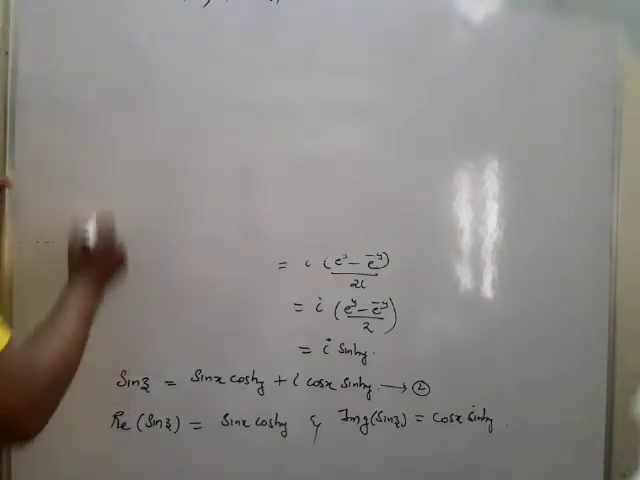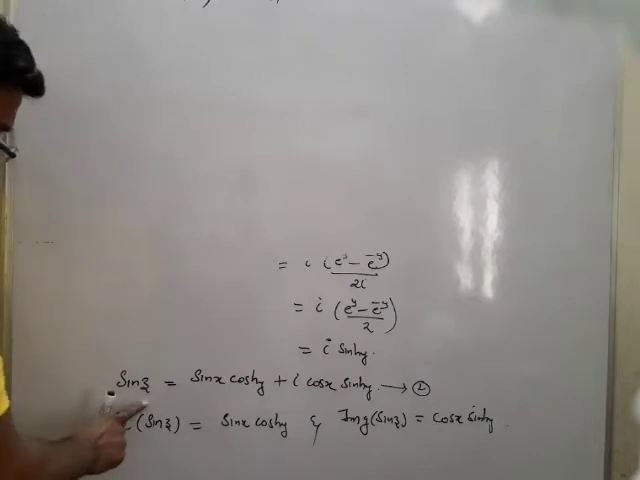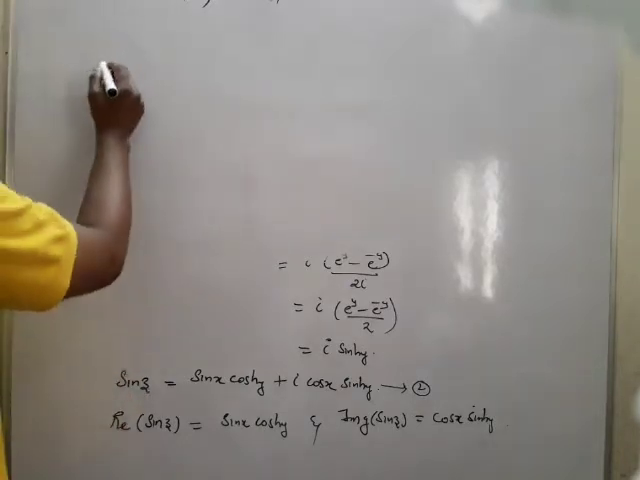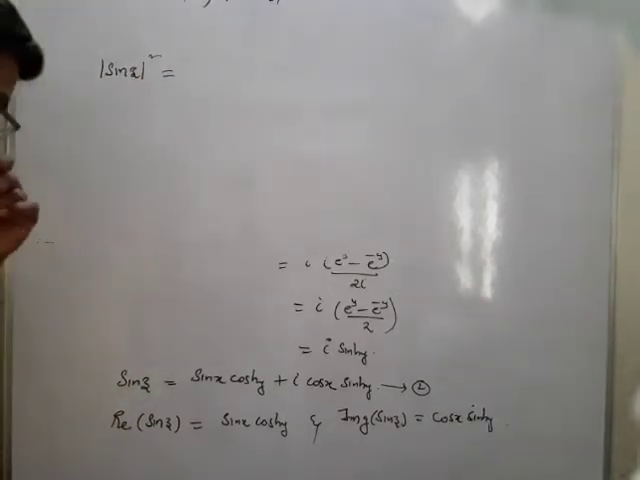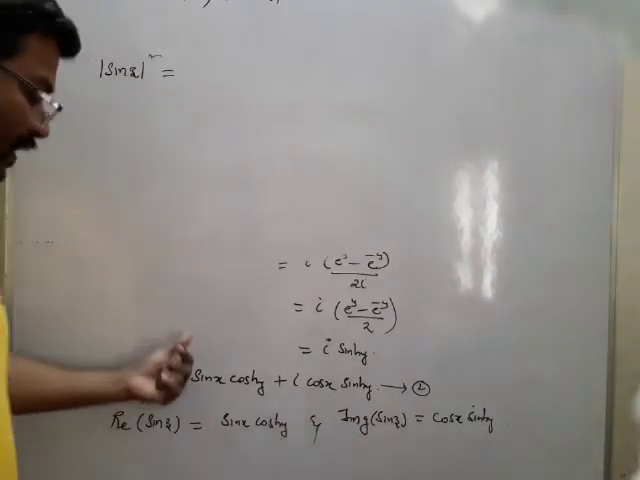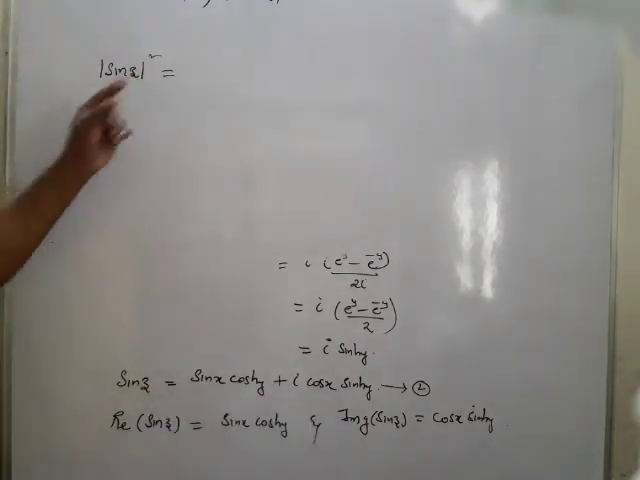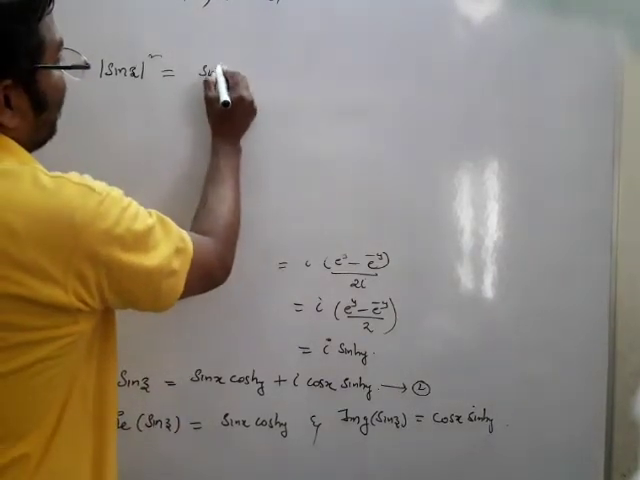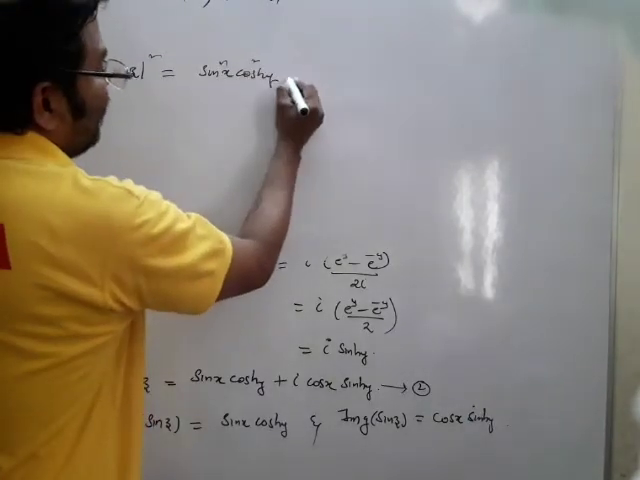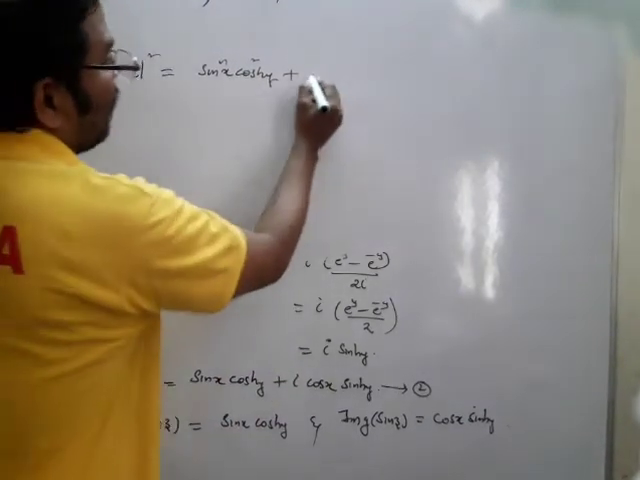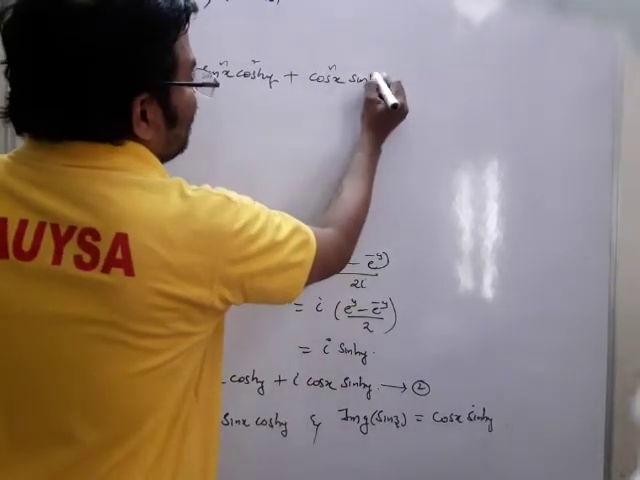So first we'll try to find the mod. The real part is this. I wanted to have mod sin z, so I may write it as mod sin z whole square. Here z is x plus iy, and taking the mod gives x squared plus y squared, because the square is already taken. So this is sin square x cos square hy plus cos square x sin h square y.